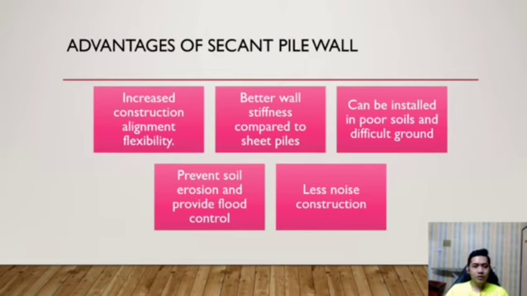The first one is increased construction alignment and flexibility. The second one is better wall stiffness compared to sheet piles. Next, it can be installed in poor soils and difficult ground. Fourth, it prevents soil erosion and provides flood control. And lastly, less noise during construction.